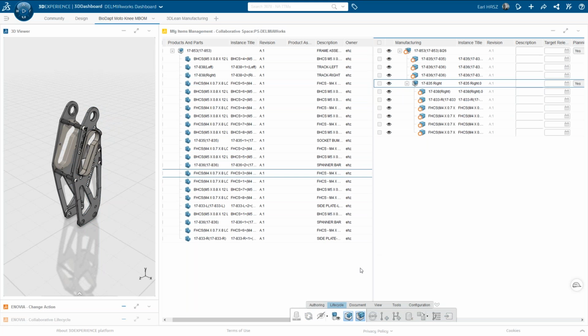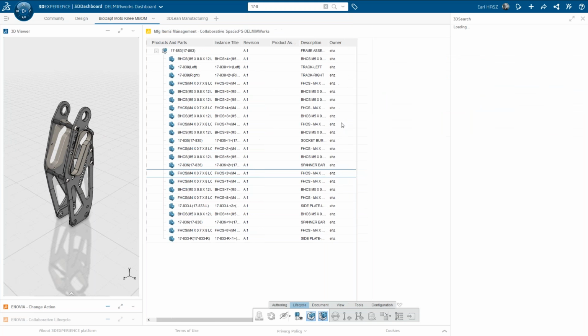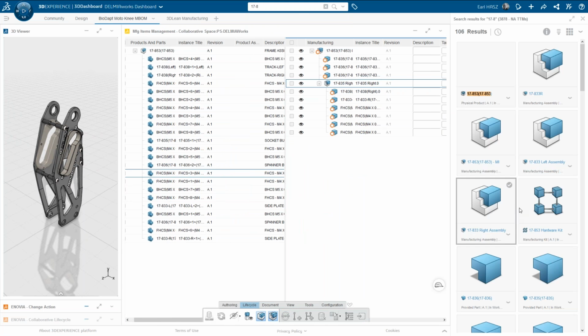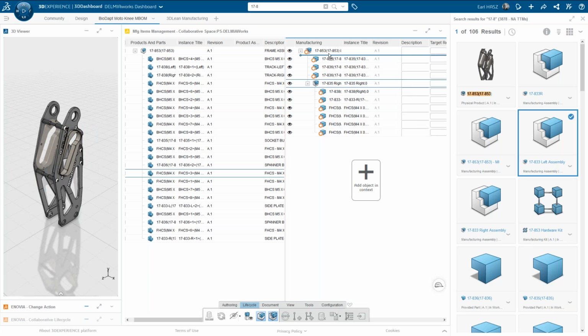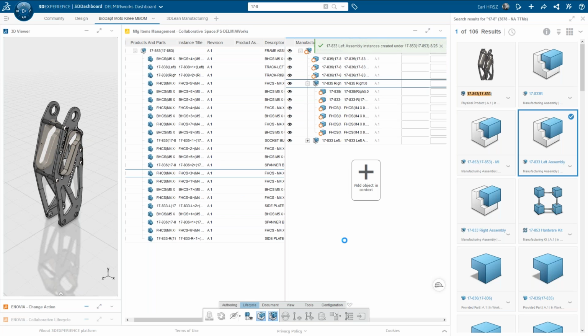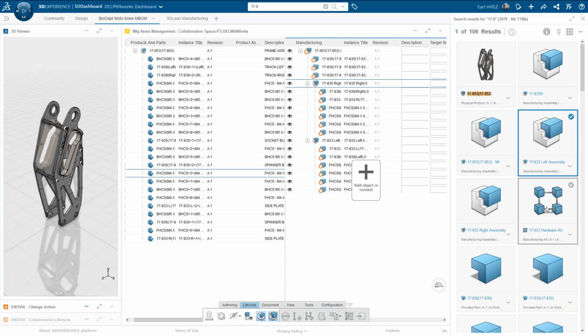But at the same time, I've already got the other side done, and so the 3D Experience platform gives me the opportunity to do some searches to obtain other information, wherever it happens to have been. And so we'll go ahead and grab the left-hand side of that same leg and just add it as an instance to this. Again, we're building up the tree that represents that model.